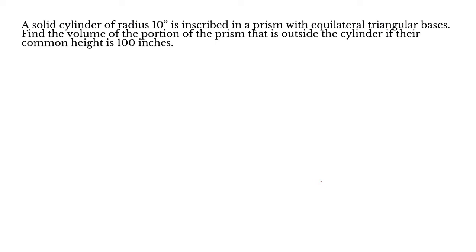Right, so a solid cylinder of radius 10 inches is inscribed in a prism with equilateral triangular bases. Find the volume of the portion of the prism that is outside the cylinder if their common height is 100 inches. Alright, so unsa ang figure nato ani, class?